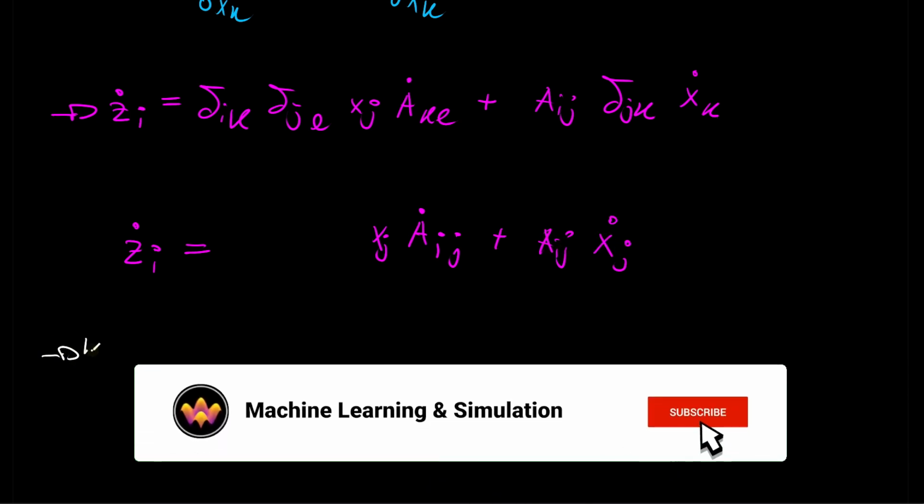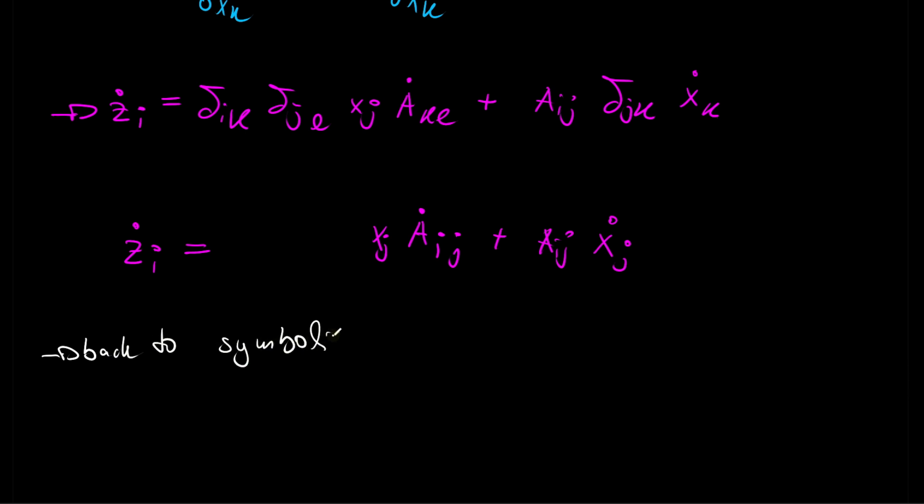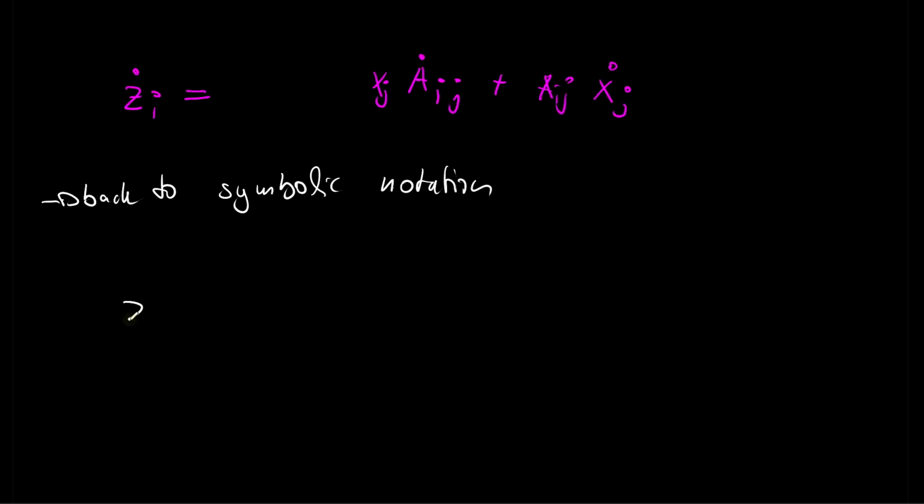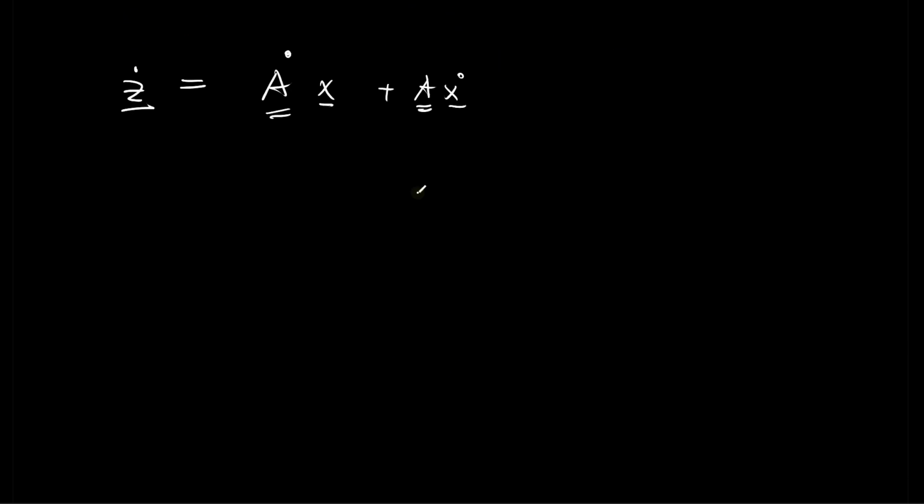So let's go back to symbolic notation, and in our case, that would mean we have the vector tangent on z is given as the tangent on matrix A, matrix vector multiplied with vector x, plus A matrix vector multiplied with the tangent on x. And then in total, we can get the push forward rule on our function.